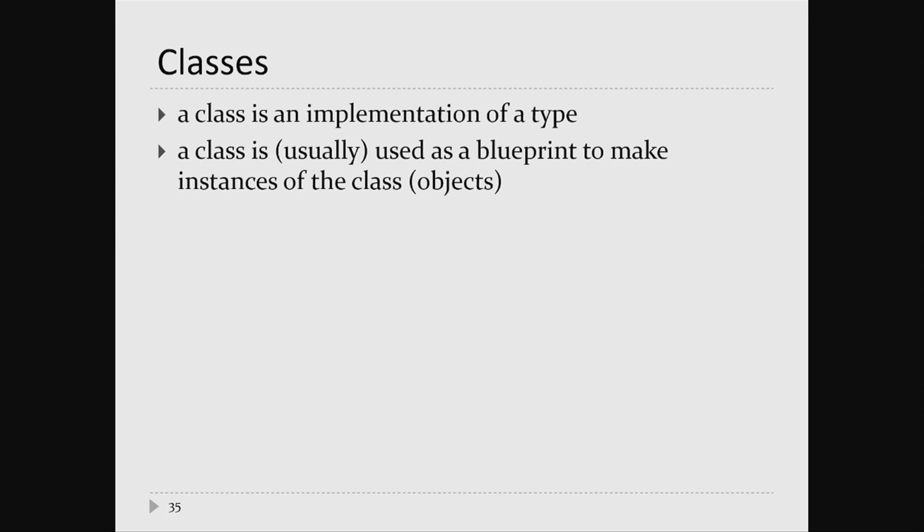So I told you a class is an implementation of a type. It's actually an implementation of a reference type in Java. Normally you use a class as a blueprint to make objects. So when you create an object, you need a class to make an object. It's that class that's used as a blueprint for the objects themselves.